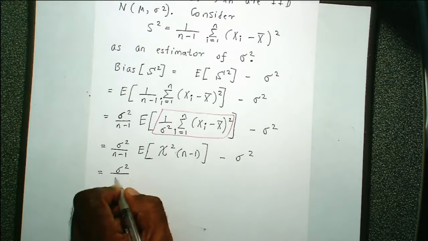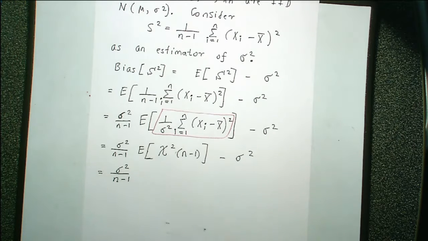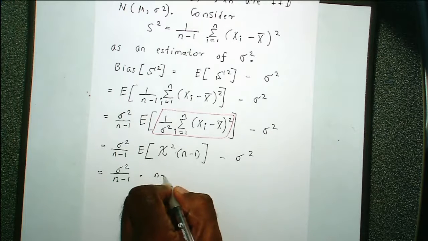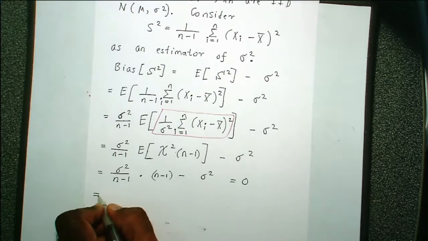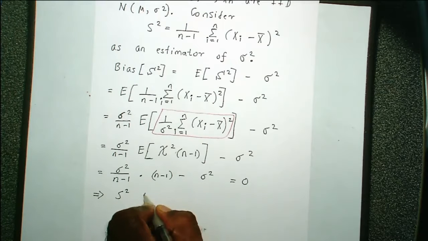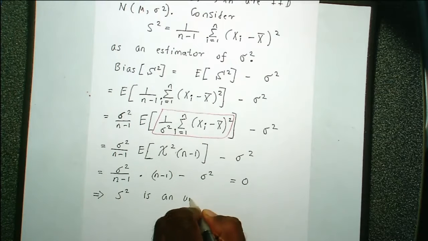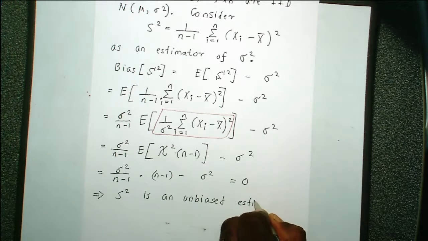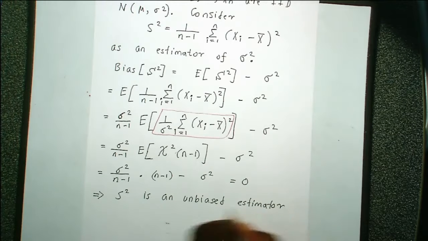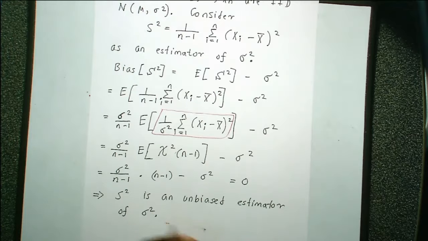Now, another property I proved in the class is that if you take the expectation of a chi-square variable, it is equal to the degree of freedom. So this is equal to n-1, which is 0. Hence, right? Hence, do you follow what I've done?